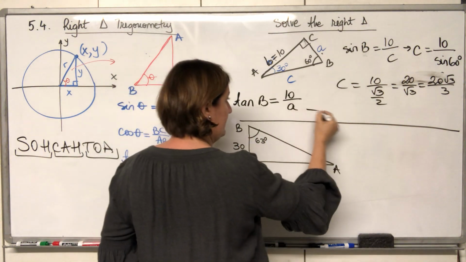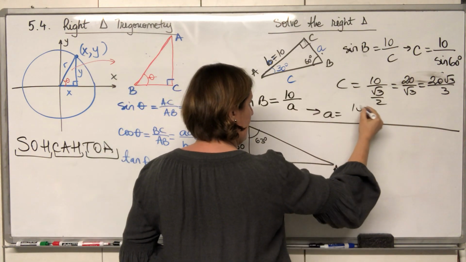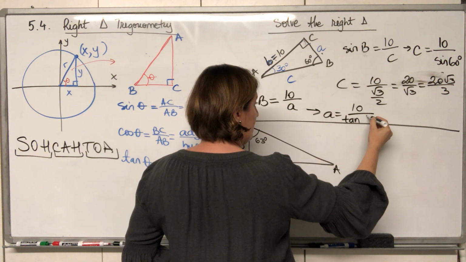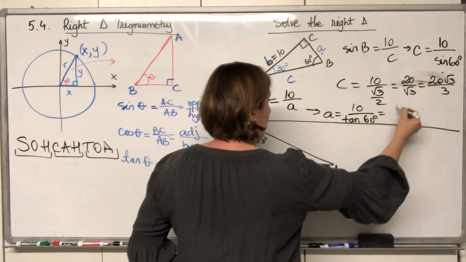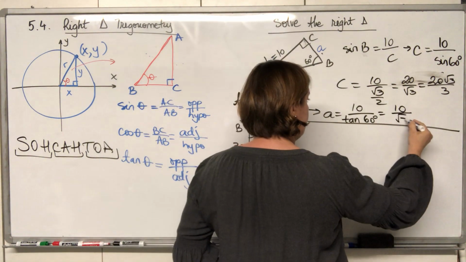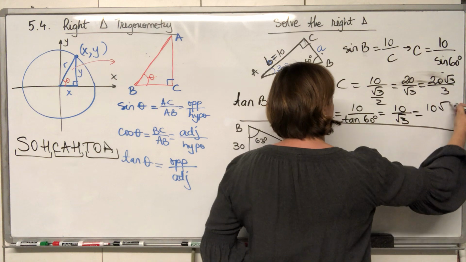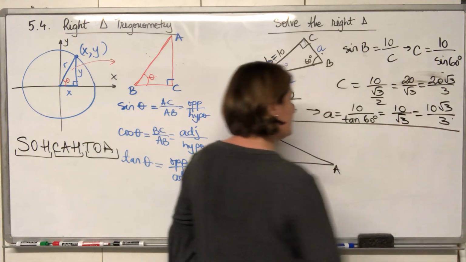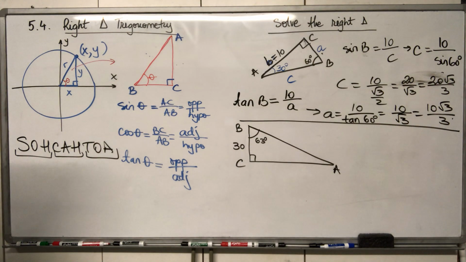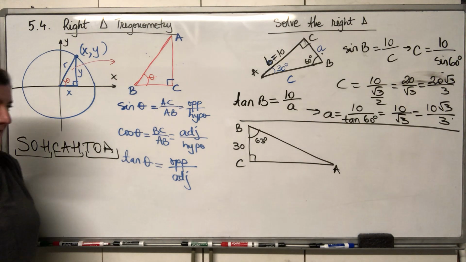So I'll go to tangent of angle B, which is opposite, over adjacent, which is A. So from here, side A will be 10 divided by tangent of B, which was 60 degrees. And if you remember from your table, tangent of 60 degrees is square root of 3. So that's 10 square root of 3 over 3. So these are the exact values. Again, you could have put them in the calculator, but since these were some of our nice angles, I decided to review those exact values.